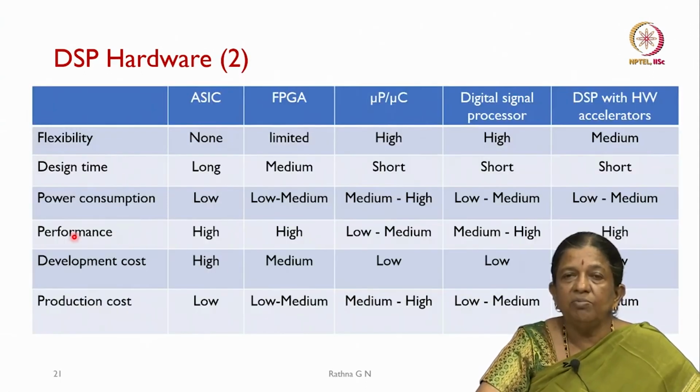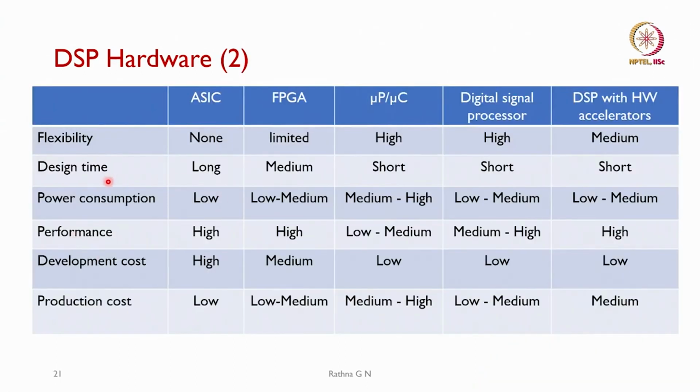So, this table gives you the advantages and disadvantages in terms of flexibility, design time, power consumption, performance, development cost and production cost. You will be seeing that for ASIC, I do not have any flexibility, as I have mentioned in the previous slide: once you have designed it, any change you want to incorporate, you have to redesign. So, I will not have any flexibility in change of design.